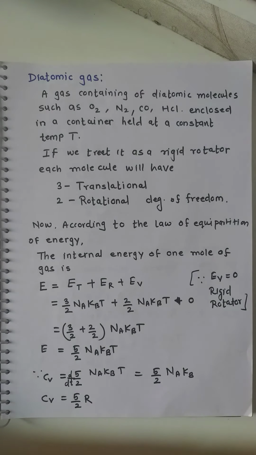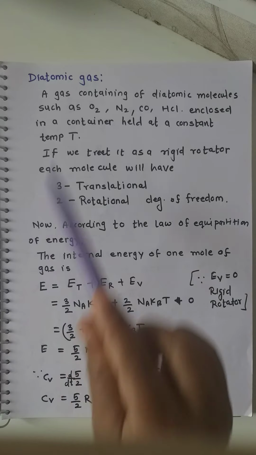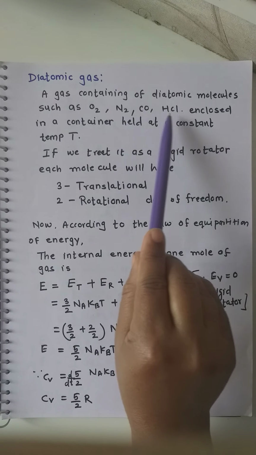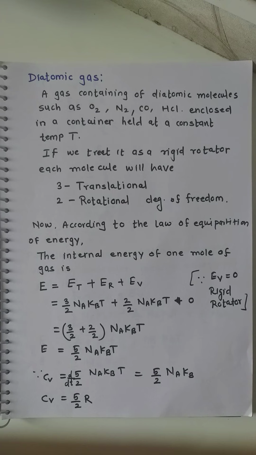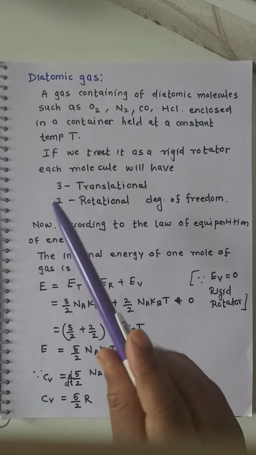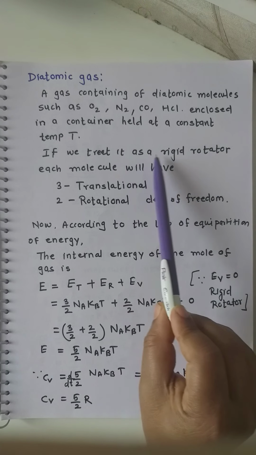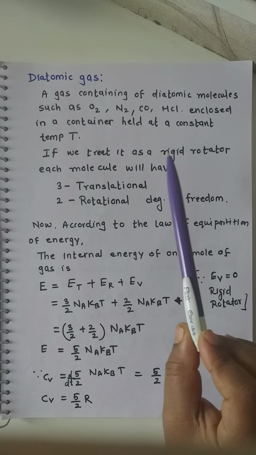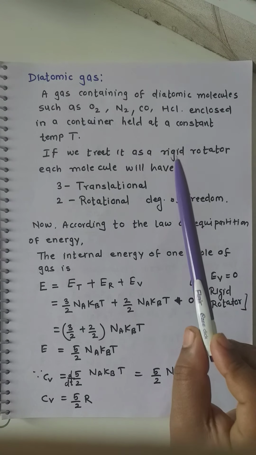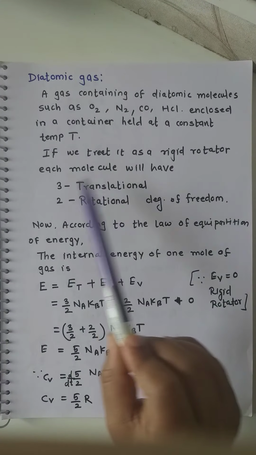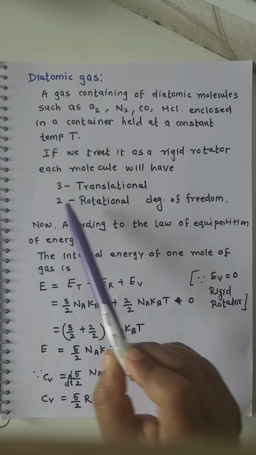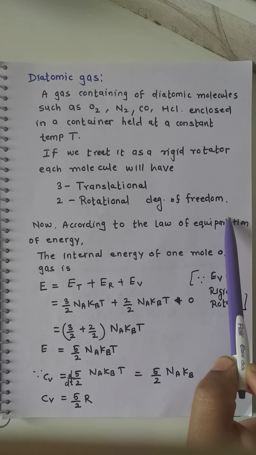Now come to diatomic gas. What is a diatomic gas? Di means 2. For example, O2, N2, CO, HCl. All these contain 2 atoms, so we treat them as diatomic gases. If we treat the molecule as a rigid rotator, rigid means fixed, then each molecule will have 3 translational and 2 rotational degrees of freedom.